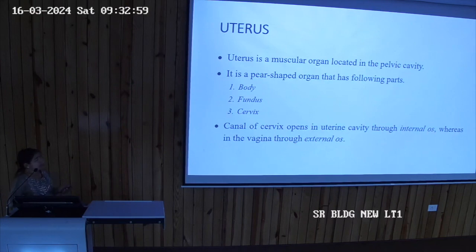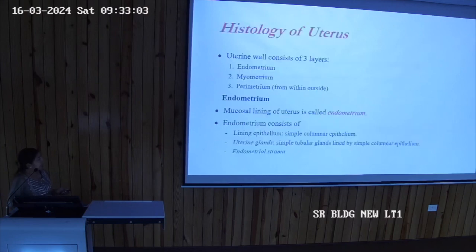So uterus is divided into body, fundus and the cervix. The uterine wall has 3 layers: endometrium, myometrium, perimetrium. Endometrium is important for us as the mucosal lining of the uterus is endometrium. It has simple columnar epithelium. Uterine glands are simple tubular glands. What do you understand by simple tubular glands?